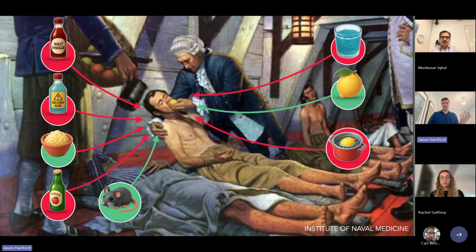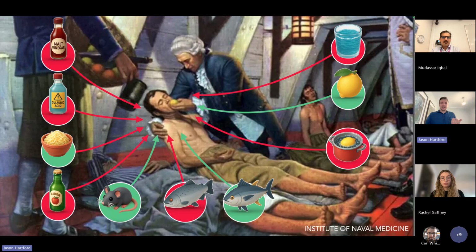And then the effects were pretty ambiguous. So if rats seemed to help, but if you ate salmon, it didn't help. If you ate tuna, it did. If you ate the captain's pet guinea pig, it wouldn't help. And so there was ambiguity over these cures as to what works and what doesn't. So the lemons, if you boil them, didn't seem to work anymore.